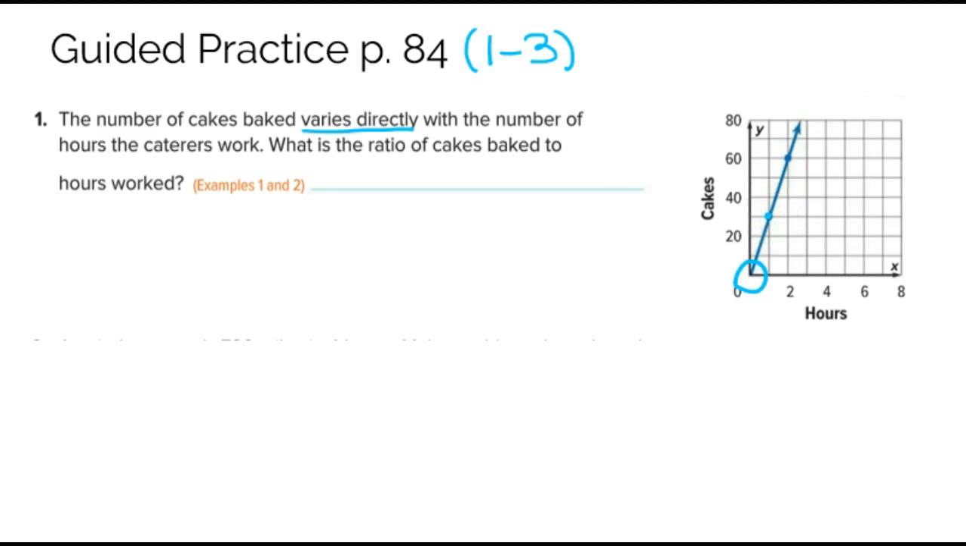If this is the point that I'm going to pick, I need to read the y value here. So this is between 20 and 40. This is going to be 30. And then coming down to read the x-axis, or hours, it's going up by 1, so this is 1. Our ratio here is 30 to 1. 30 cakes per 1 hour.